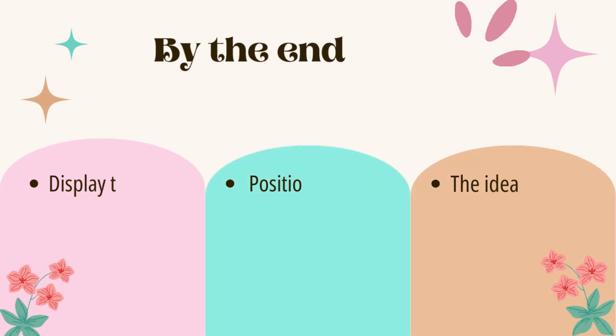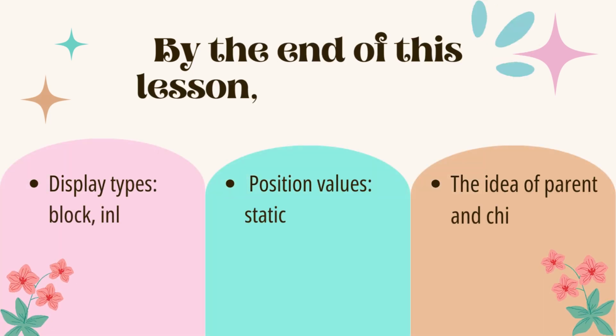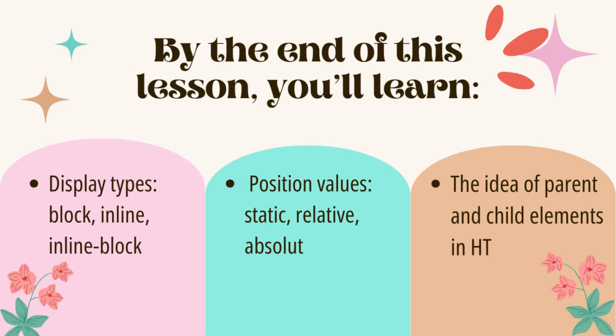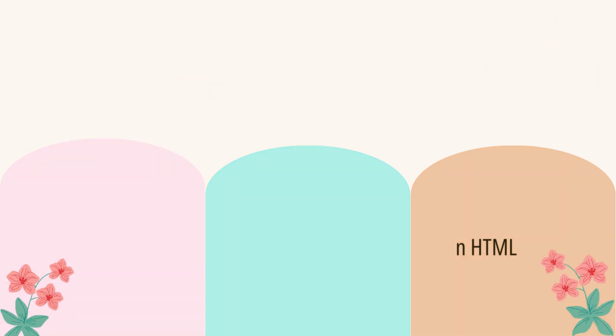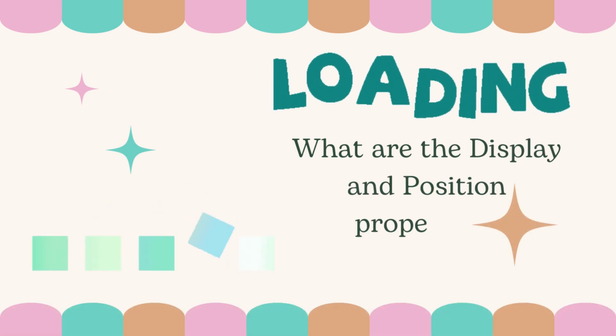By the end of this lesson, you'll understand display types: block, inline-block, and none. Position values: static, relative, absolute, and fixed. And the idea of parent and child elements in HTML. Coming up next. What are the display and position properties?